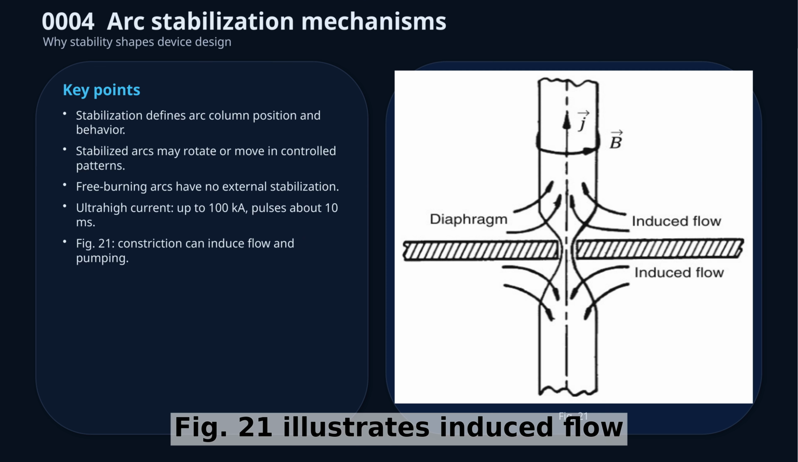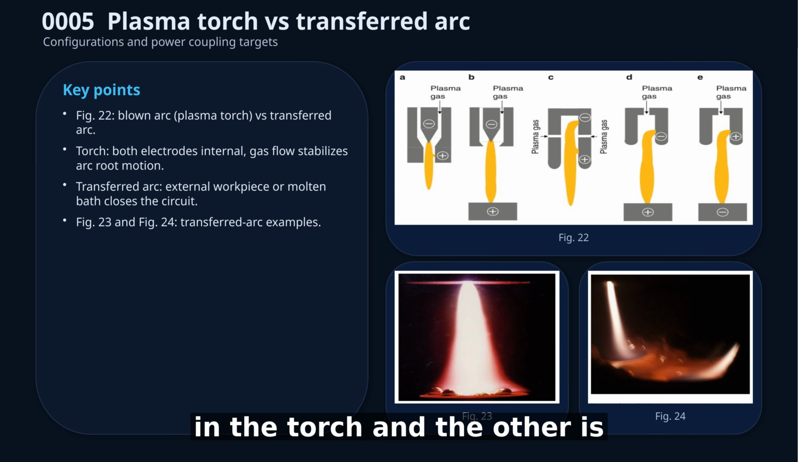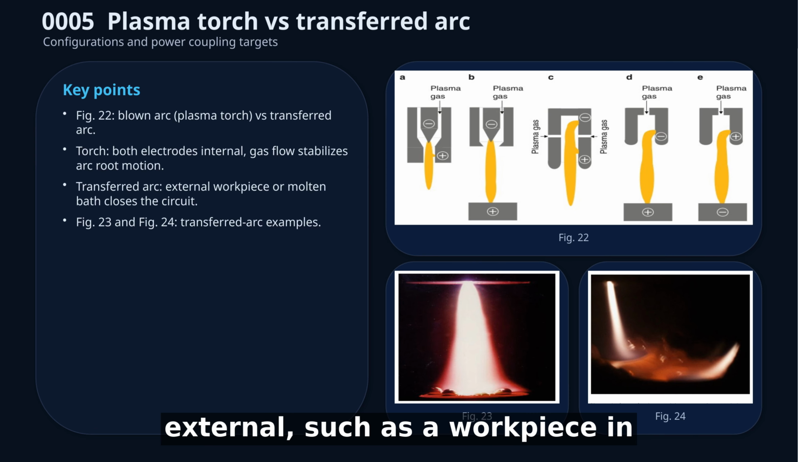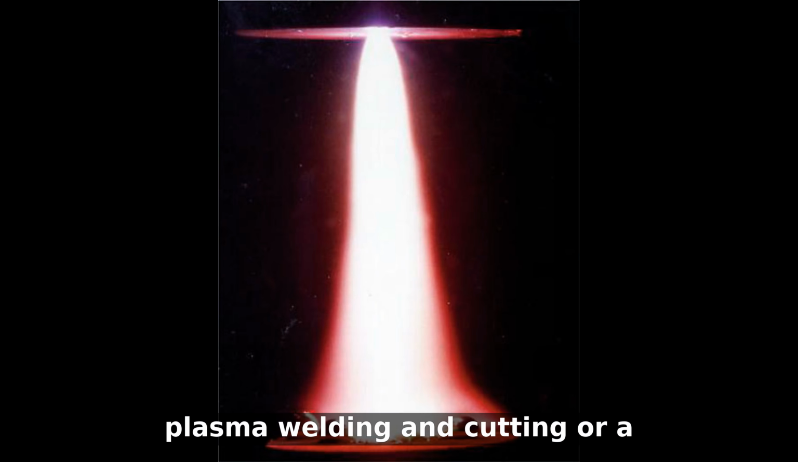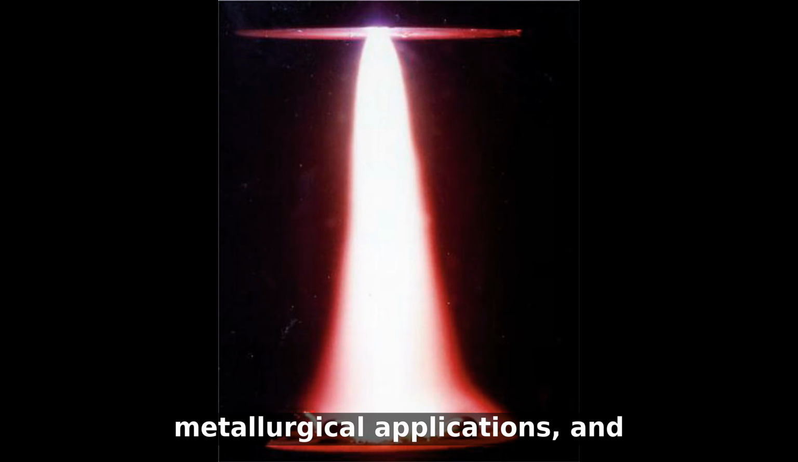In a blown arc configuration, often called a plasma torch, both cathode and anode are internal, and plasma-forming gas flow stabilizes the arc while maintaining continuous motion of the arc root on electrode surfaces. In a transferred arc configuration, one electrode is in the torch and the other is external, such as a workpiece in plasma welding and cutting or a molten metal bath in metallurgical applications, and polarity can be reversed.